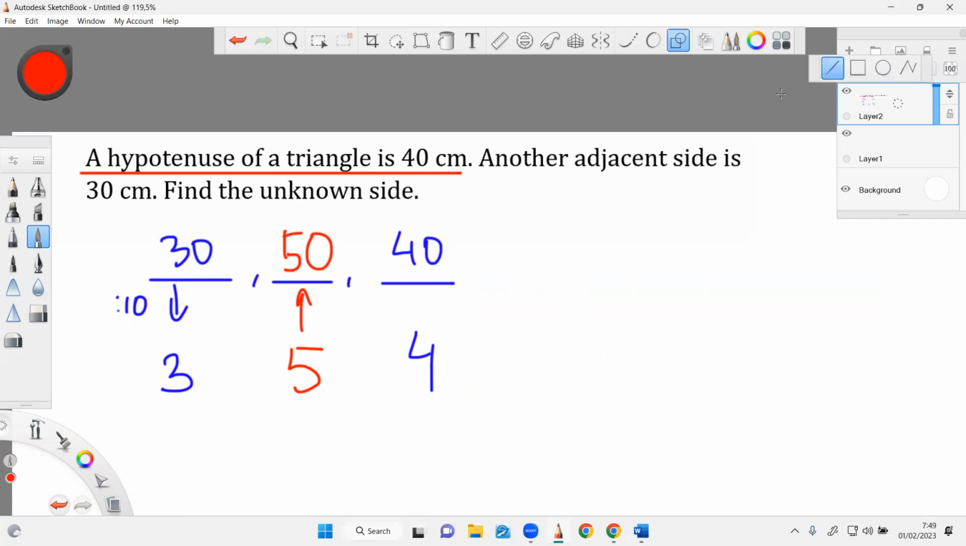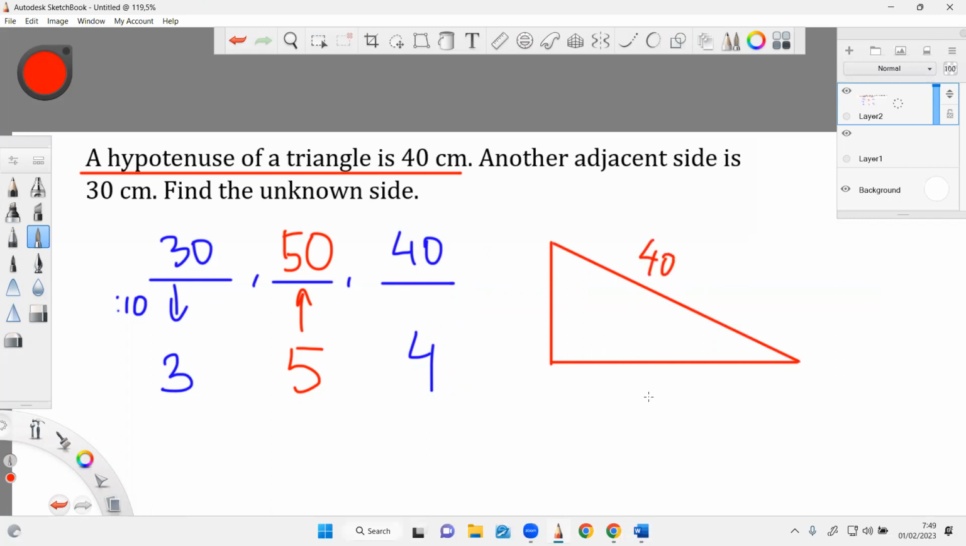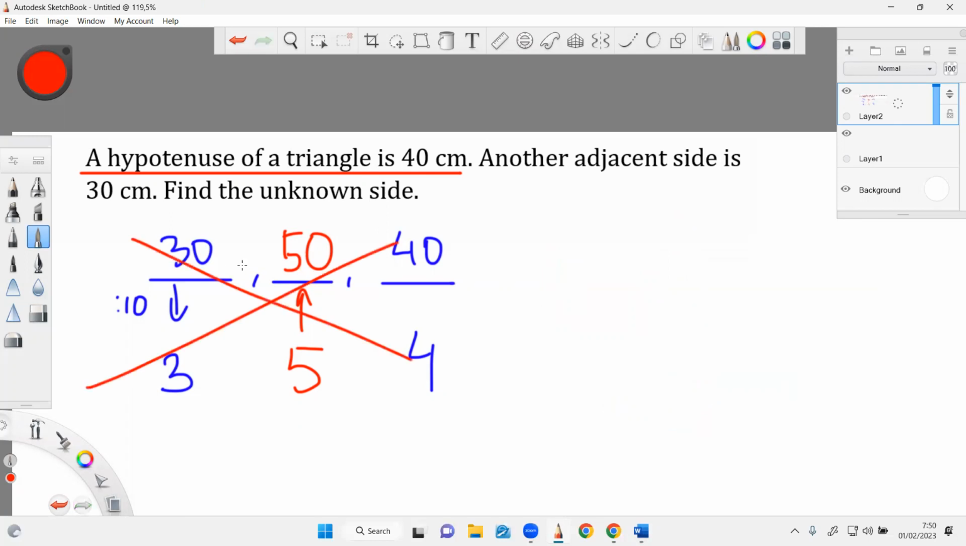Why? Let's try to draw first. Don't get confused by this kind of question. The 40 is located here, guys. Let's say this is 30. How can it be 50? It cannot, because the longest side has to be the hypotenuse. So this is not following any Pythagorean triple.